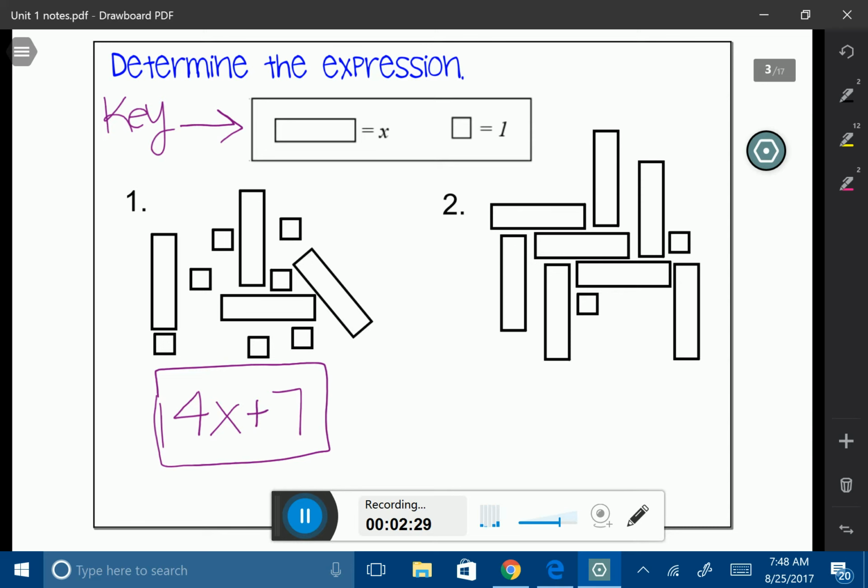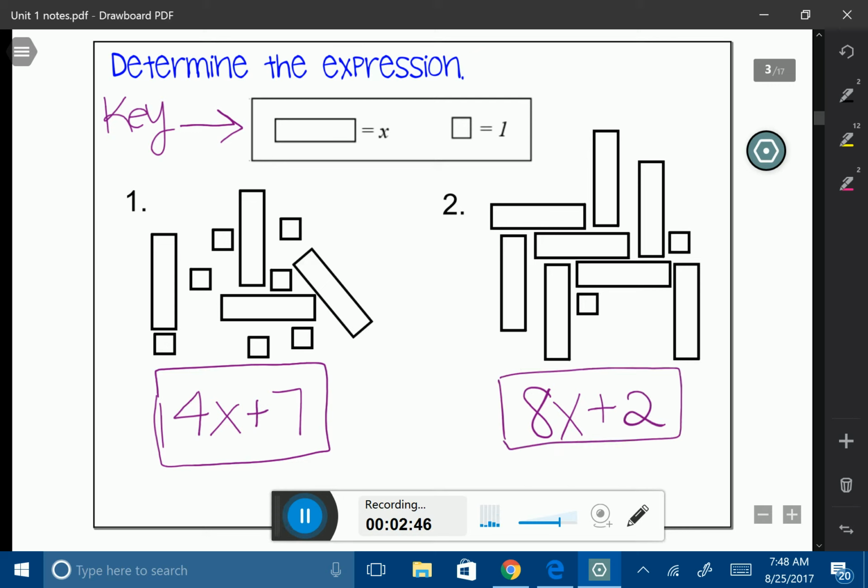All right, and in number 2, we're going to do the same thing. We're going to count up the rectangles. So it looks like I have 1, 2, 3, 4, 5, 6, 7, 8. I count 8, so I have 8 x's. And then I'm going to count up the squares, and it looks like I have 2, so positive 2. So this is my expression representing my figures. And just as a reminder, the difference between an expression and an equation is basically the equal sign. If you have an equation, which we'll talk about in Unit 2, you have an equal sign. But in this case, Unit 1 is all about expressions, so there will be no equal sign.